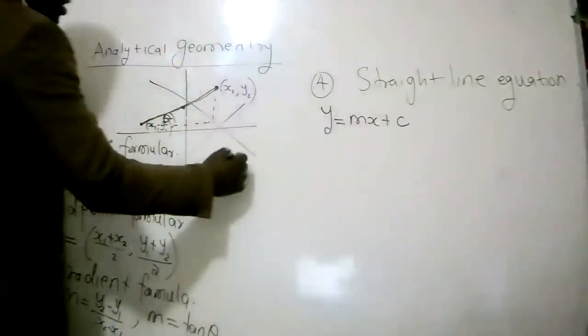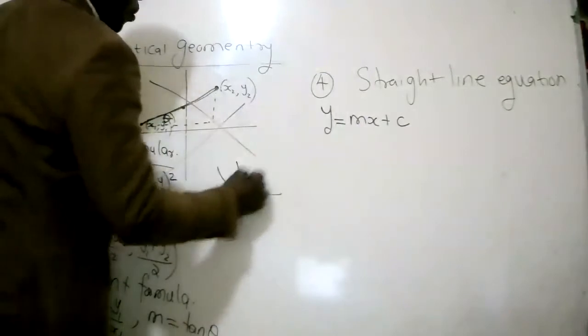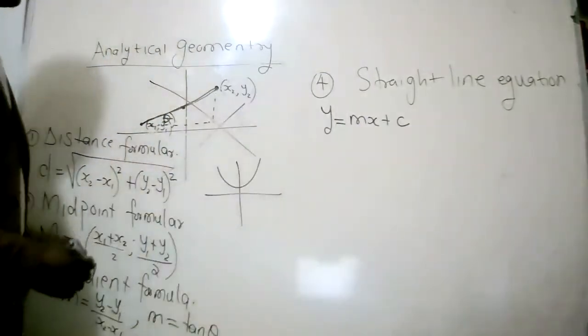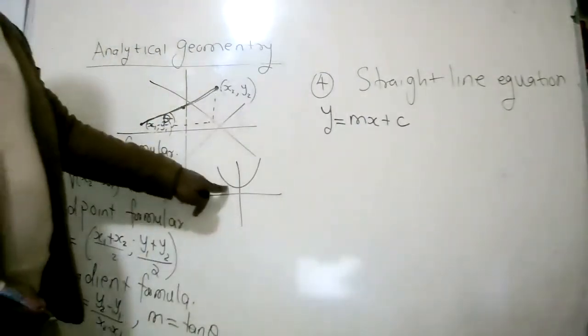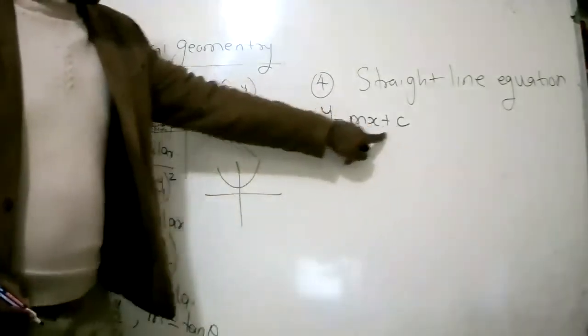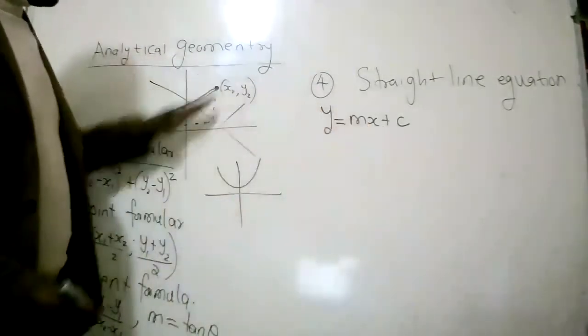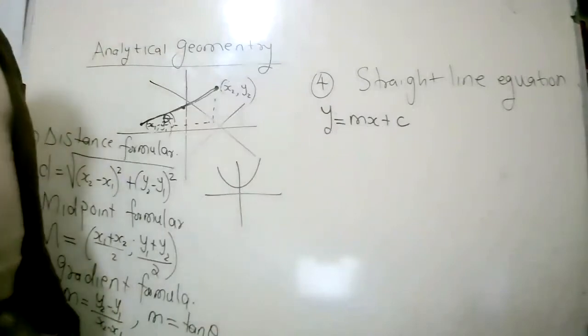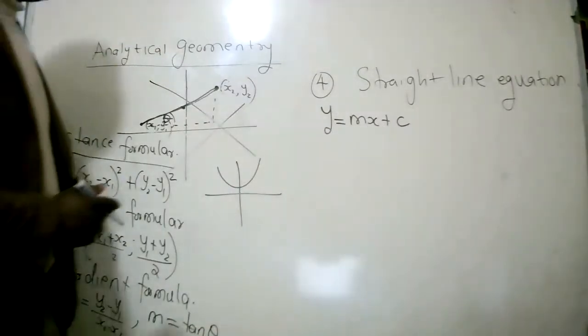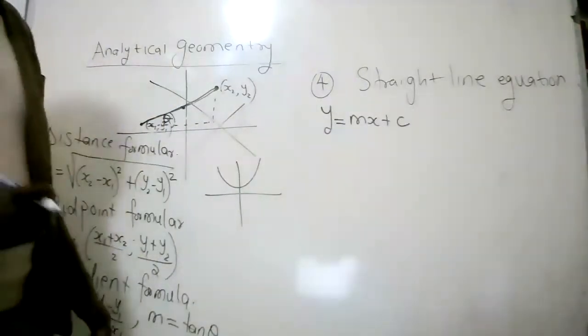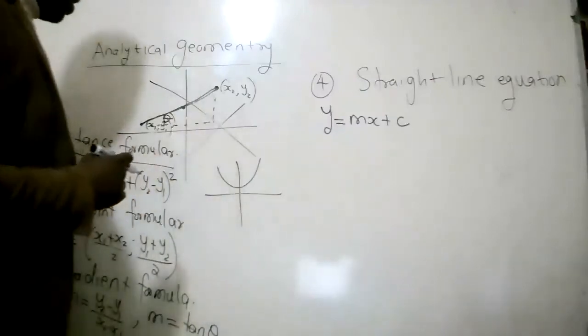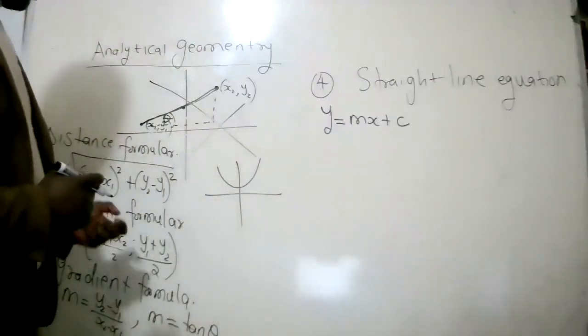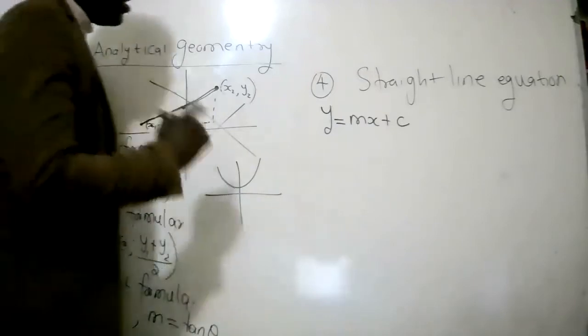But if it is not a straight line, let me give an example. That is a parabola. So a parabola is not represented by this one because this equation only represents the straight line. So I'm explaining in detail today so that you never forget this. I'm explaining important formulas which you must not forget even a single day.